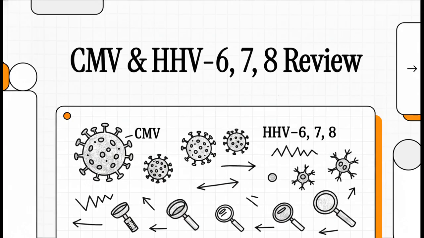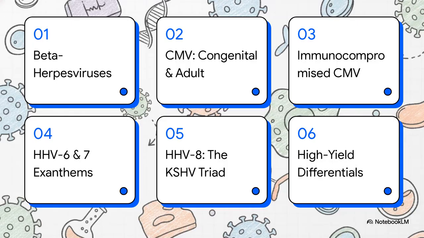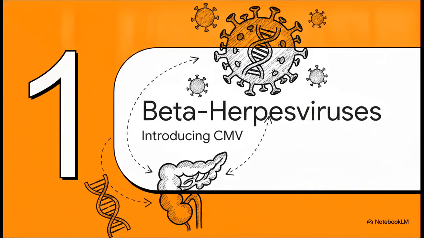Let's get started. Here is the syllabus for our board prep sprint today. We'll quickly introduce the beta herpesviruses, dive into CMV across congenital, adult, and immunocompromised patients, break down the pediatric exanthems of HHV6 and 7, look at the HHV8 triad, and wrap it all up with those all-important high-yield differentials. Section 1. Let's meet the beta herpesviruses, starting with our heavy hitter, CMV.